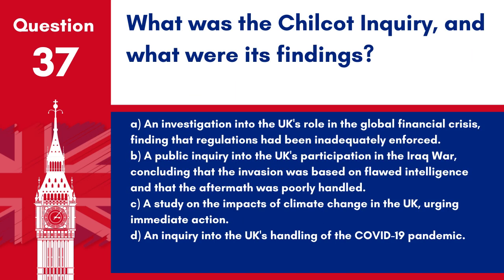Question 37. What was the Chilcot Inquiry, and what were its findings? A. An investigation into the UK's role in the global financial crisis, finding that regulations had been inadequately enforced. B. A public inquiry into the UK's participation in the Iraq War, concluding that the invasion was based on flawed intelligence and that the aftermath was poorly handled. C. A study on the impacts of climate change in the UK, urging immediate action. D. An inquiry into the UK's handling of the COVID-19 pandemic.